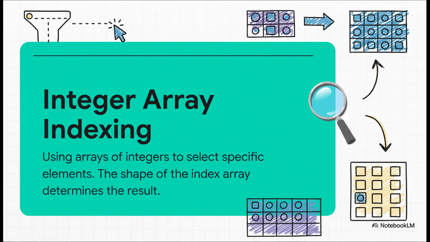Okay, so here's the deal. We pass in arrays of integers, and those integers act as the coordinates for the elements we want to grab. But here's the real magic, the part you have to remember. The shape of your final array has nothing to do with the source array's shape. It is determined entirely by the shape of your index arrays. That is the key to this whole thing. Let's see it in action.